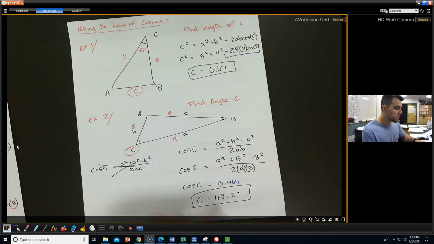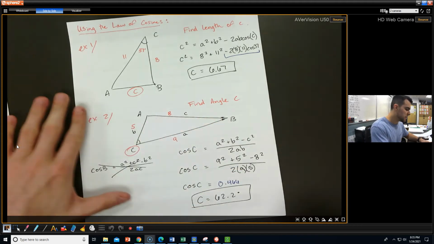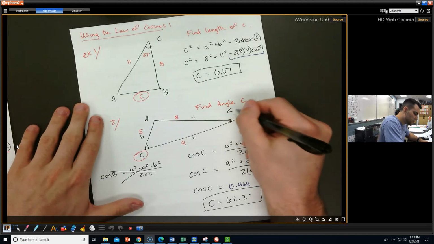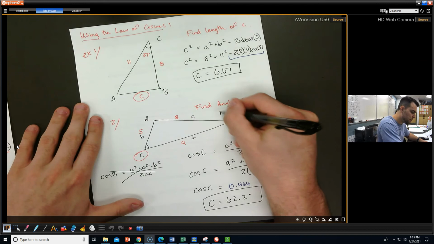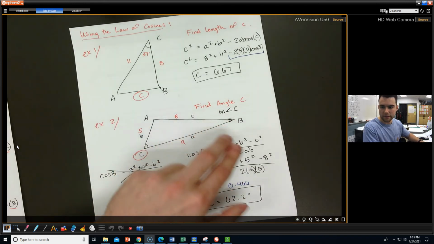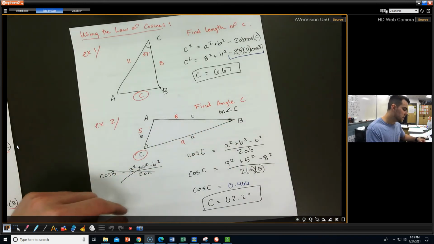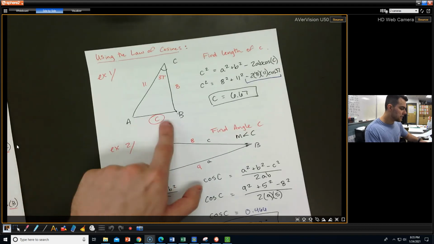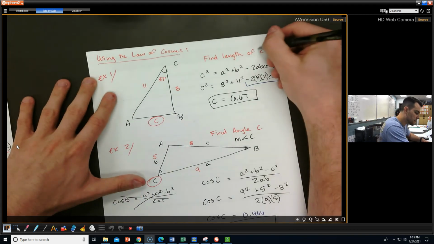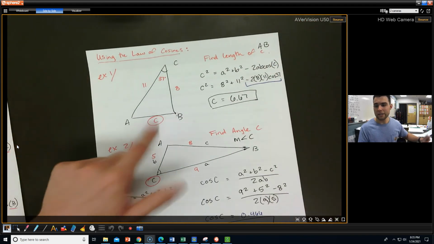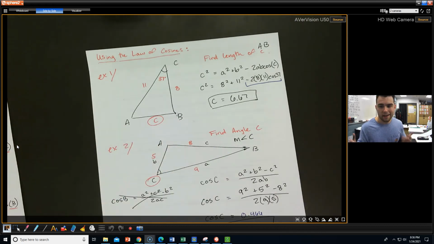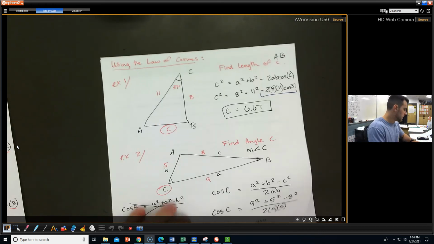On your homework, though, it might not say find angle C. It might say find angle C like that, or like find the measure of angle C, something like that, okay? It also might not say find side length C. It might say find length of AB. It'll actually give it like a segment. But either way, you should be fine, okay?